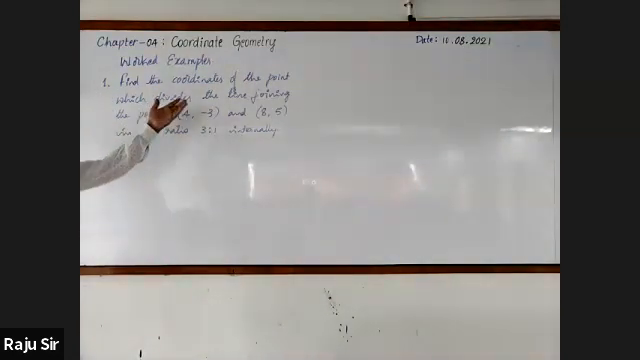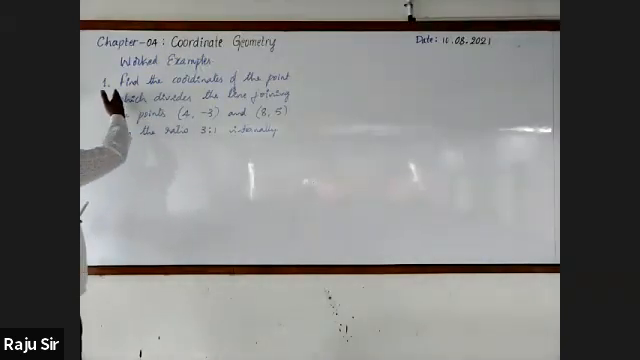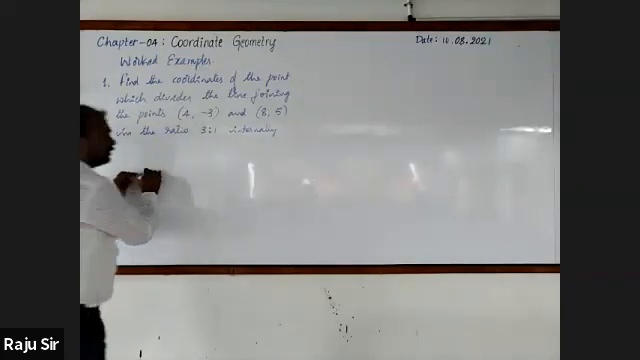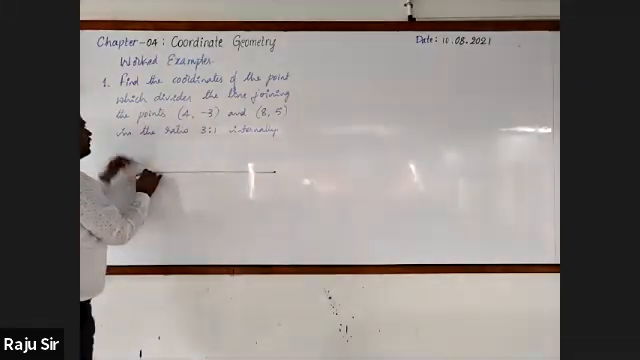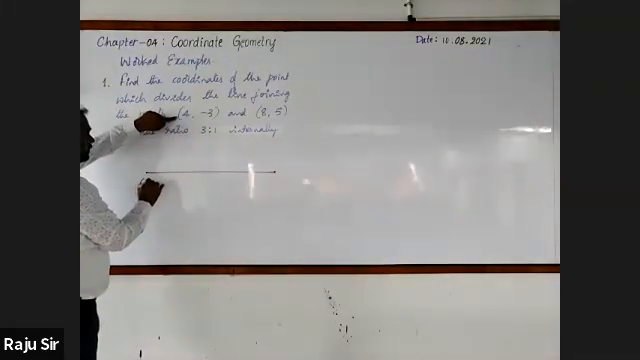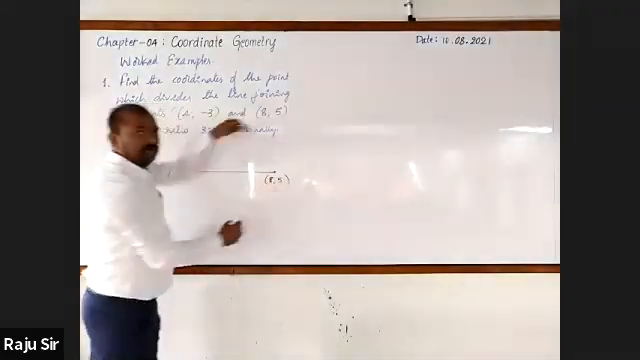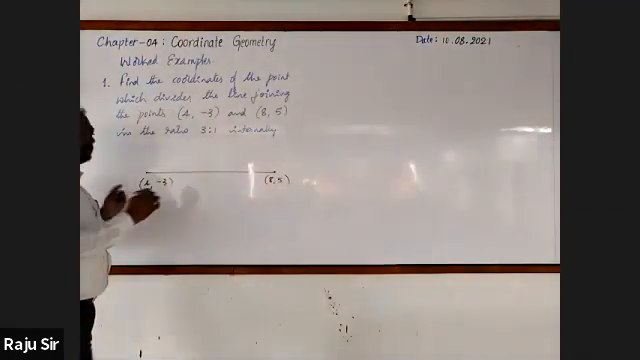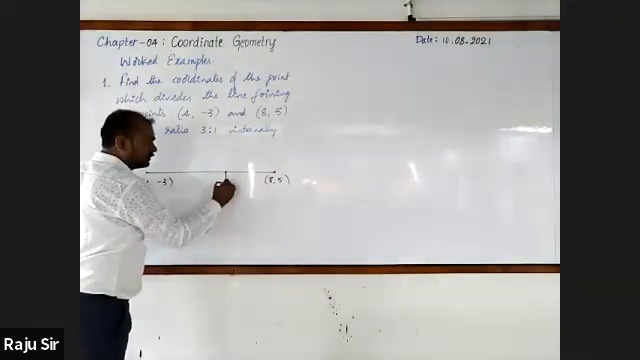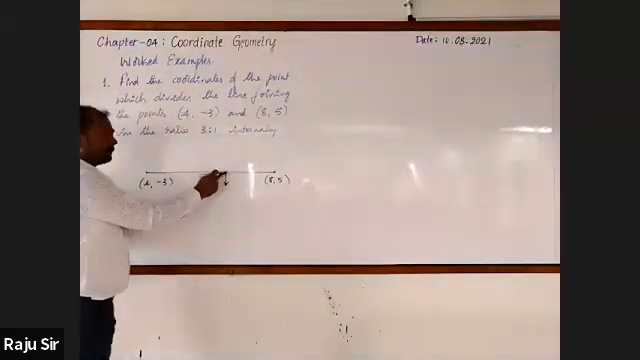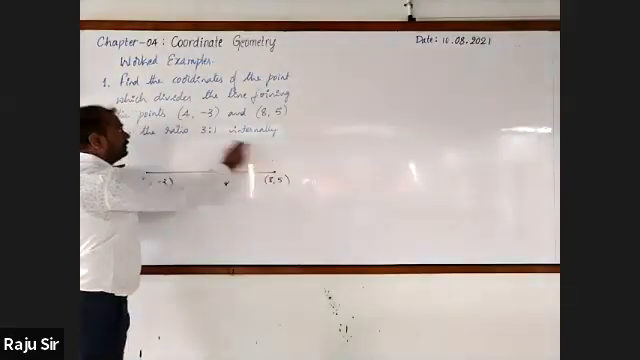Now, let me go for drawing a figure relevant to the given statement. Find the coordinates of the point which divides the line segment joining 2 points. One is 4 comma minus 3 and the second one is 8 comma 5. I call the dividing point here. And this point will divide this whole line in what ratio?